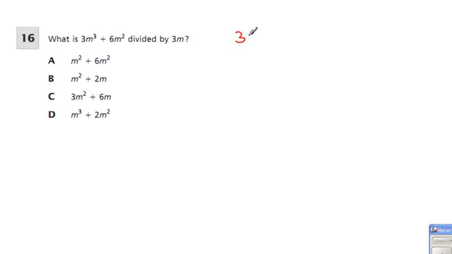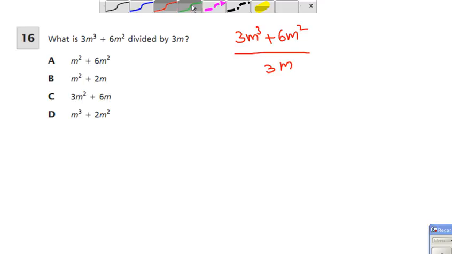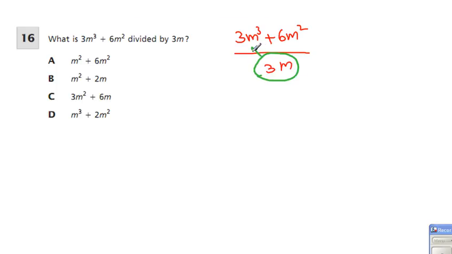The fact that we have 3m cubed plus 6m squared being divided by 3m means this 3m has to divide this and this. So when this one divides 3m cubed, we will end up having m squared, because the 3 cancels out. But on the other hand, when 3 divides 6, we still have 2, and m squared divided by m, we will have m left. So therefore, our answer will be choice B.